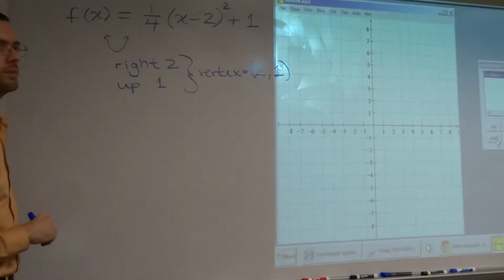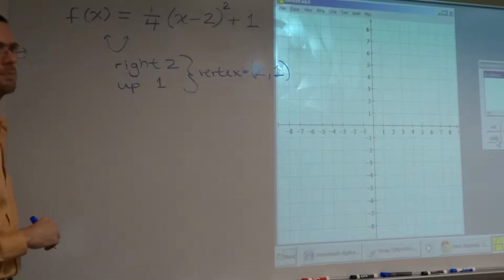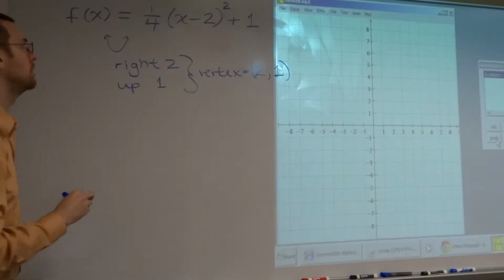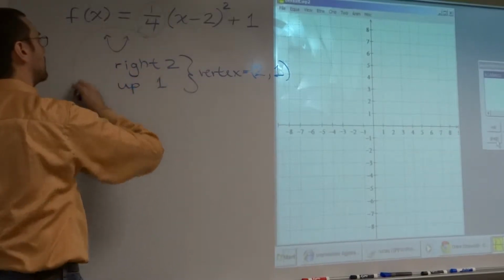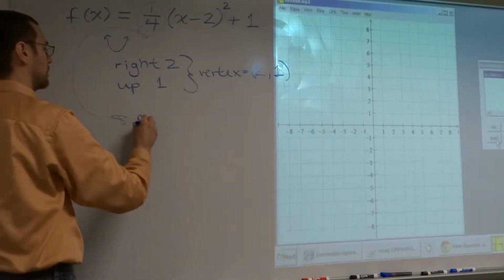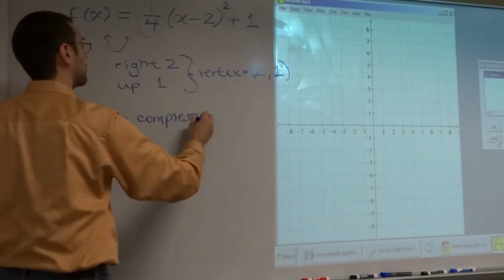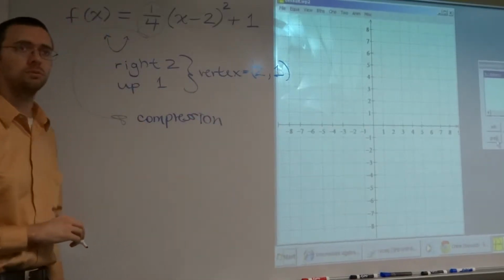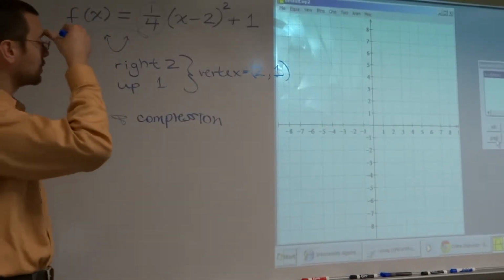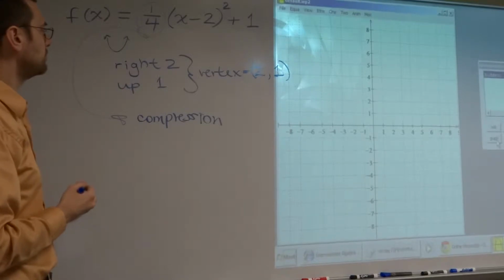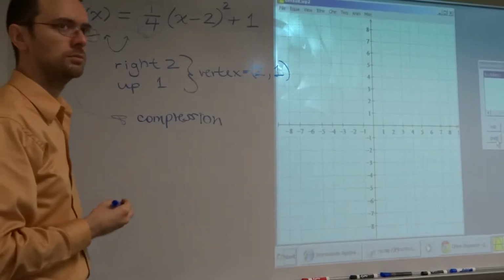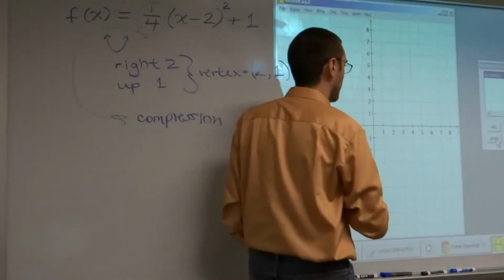There's something else that you haven't talked about here. What is it? The 1/4. It's going to shrink. That 1/4 means we have a compression, right? Yes, that's a pretty severe compression compared to what we've seen before. Okay, so what do I start with? Your vertex. So my vertex is at the ordered pair 2, 1.